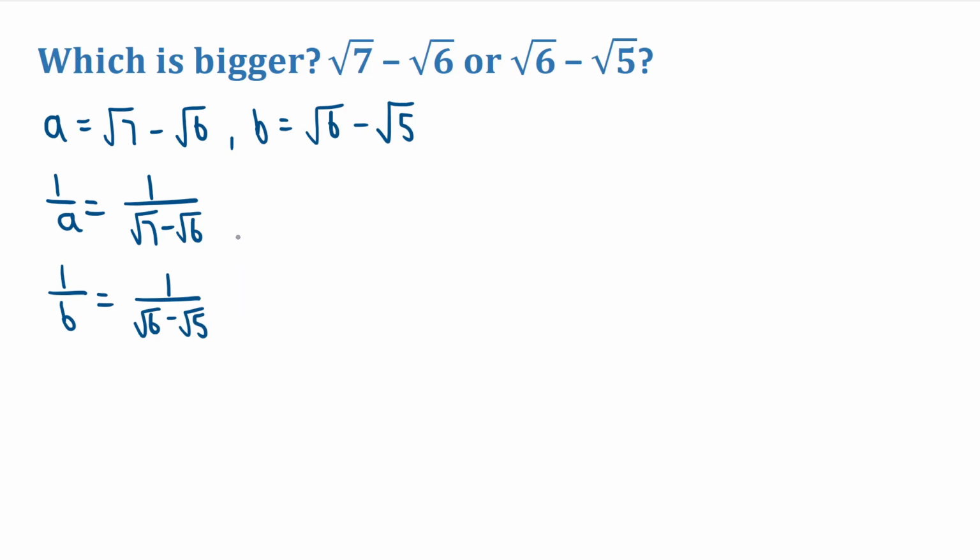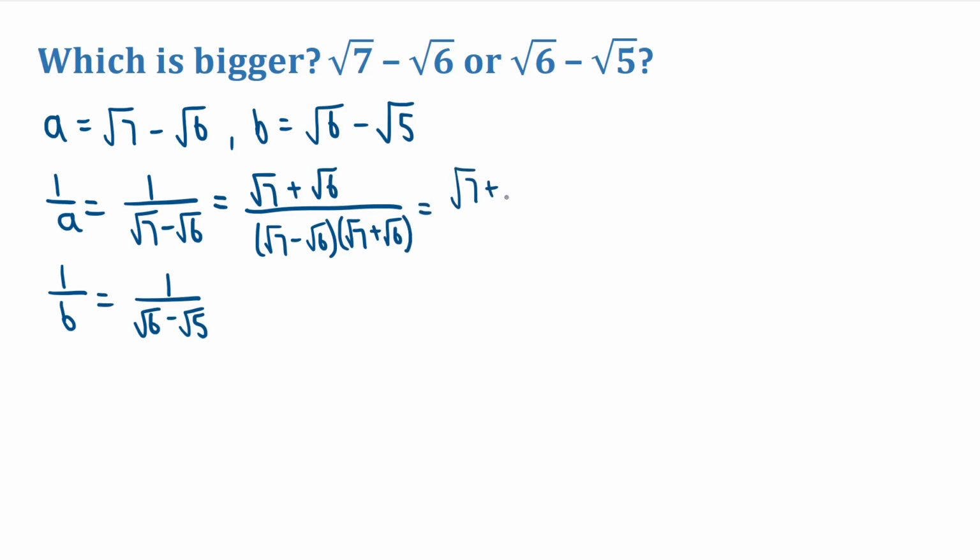So if we rationalize the denominator for 1 over a, the expression becomes the square root of 7 plus the square root of 6 divided by the square root of 7 minus the square root of 6 times the square root of 7 plus the square root of 6. And that simplifies to the square root of 7 plus the square root of 6 over 7 minus 6. And this is just equal to the square root of 7 plus the square root of 6.